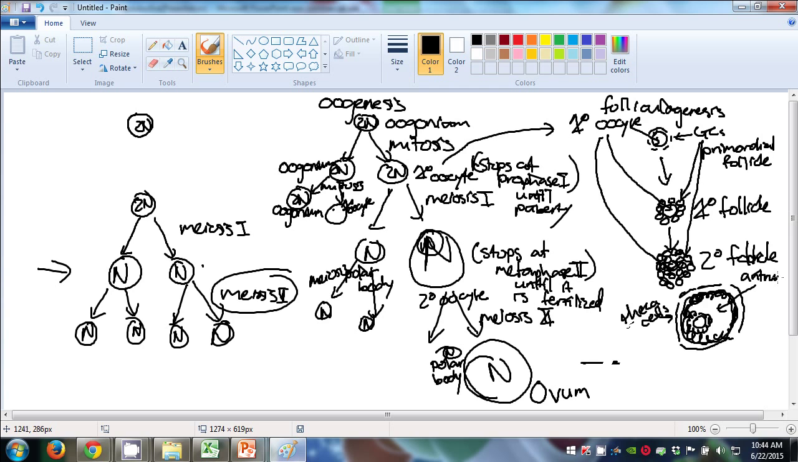What do you call this space in here? Antrum. What do you call this glycoprotein around the oocyte here? Zona pellucida. And what do you call the granulosa cells around the zona pellucida? Cumulus oophorus. And the one directly around the oocyte is the corona radiata. So the cumulus oophorus has the corona radiata.